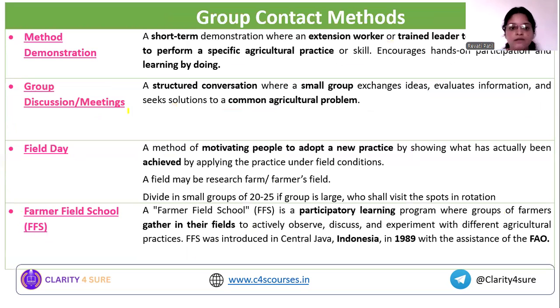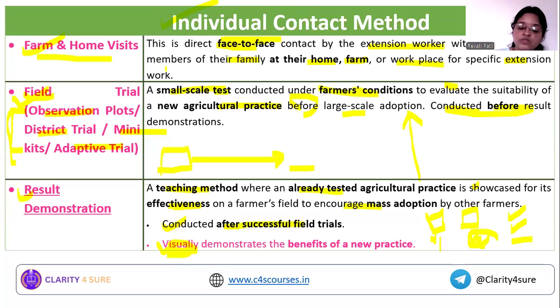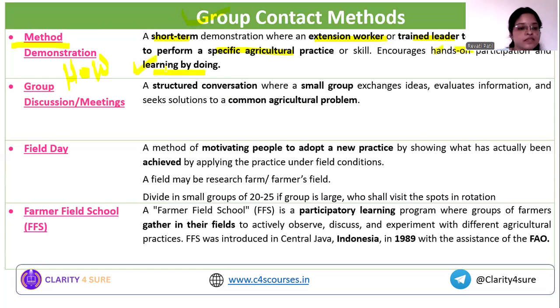The next is the group contact method. Under group contact method, the first one is method demonstration. It is a short-term demonstration where an extension worker or trained leader teaches a group how to perform a specific agriculture practice. The keyword here is how. How to perform a specific practice or a new skill. And here the encouragement is for hands-on participation, and the principle under method demonstration is learning by doing.